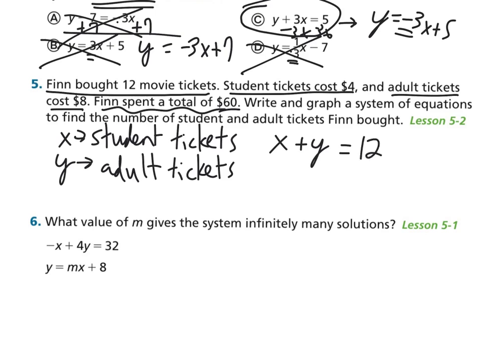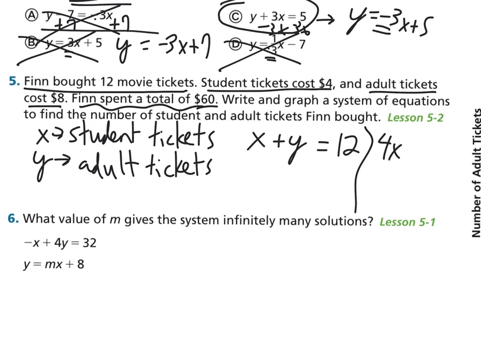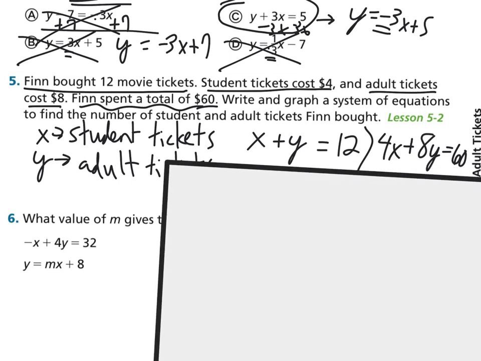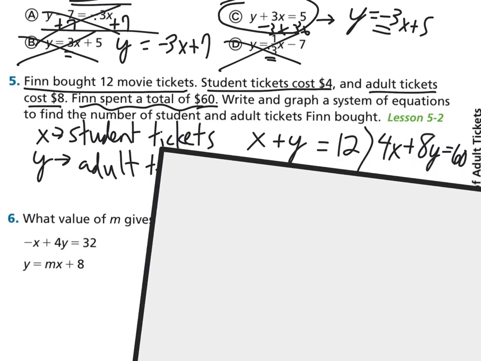And then as far as the cost goes, student tickets were $4 each, so 4 times X would be the cost for the student tickets. And adult tickets are $8 each, so that would be 8Y for the adult tickets. And that equals $60 altogether. So what we could do here, once we got our equations, we could solve both of these for Y.